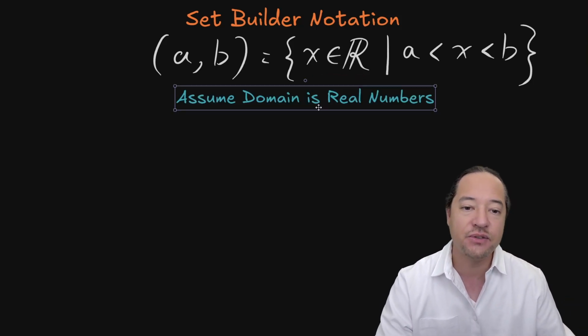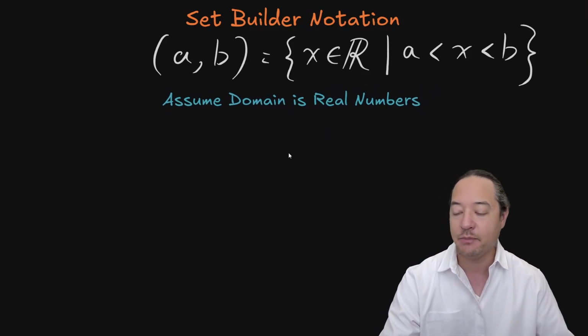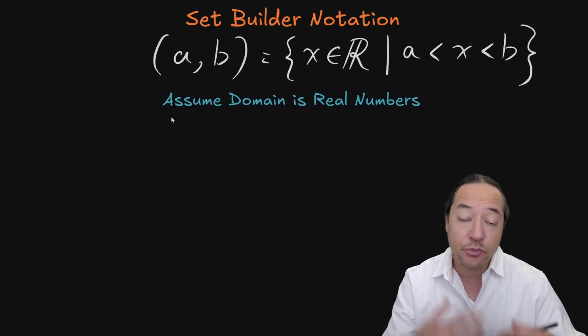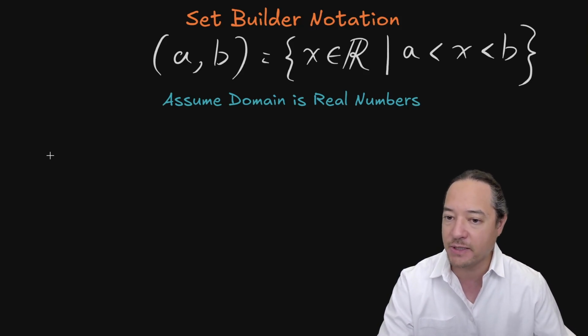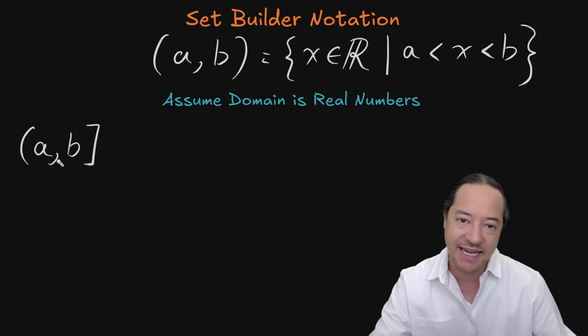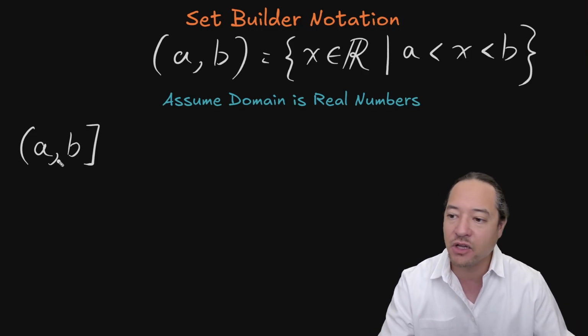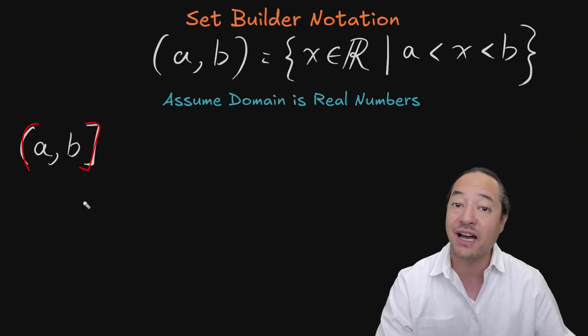So let's do that. We're going to assume the domain is dealing only with real numbers. Let me show you how we can represent a few other types of intervals. Okay, so here's the first one. Here we're going to have an interval from A to B. But notice we're mixing this up. This is like a half open or a half closed interval. So we're open on A but closed on B.